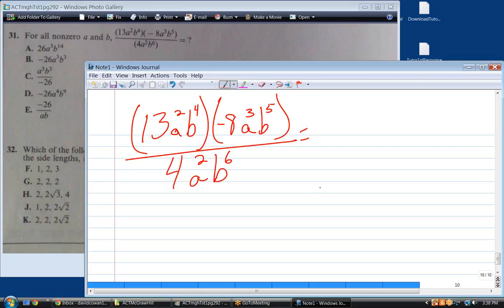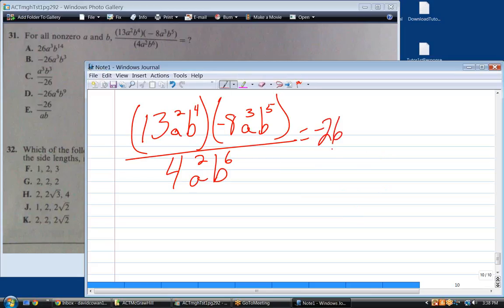So what do we got with numbers? We got 13 times minus 8 divided by 4. What's that all equal to? That would be negative 26. Okay. So at this point, you can cross out one. Yeah, we're down to B or D or E. But we got the number part taken care of.